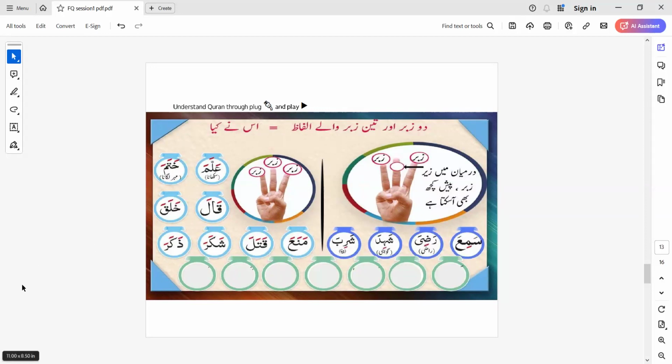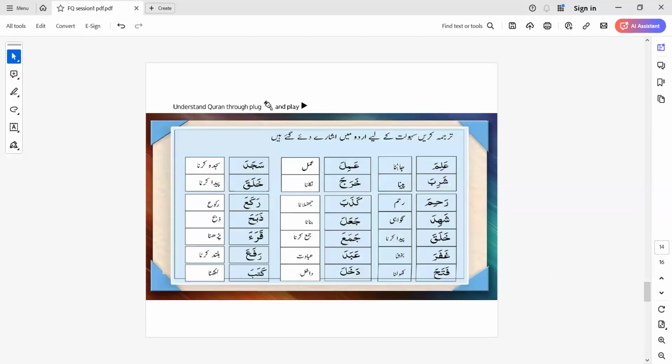As you can see, there are more. Khatama, he stamped. Allama, he taught. Khala, he said. Khalaqa, he created. Dakara, he did dhikr. Shakara, he did shukr. Shukr means thank. He thanked. Qatala, he killed. Mana'a, he stopped. Shariba, he drank. Shahida, he witnessed. Radiya, he was satisfied or he was happy. Sami'a, he listened. There are more, but this is the Urdu meaning.